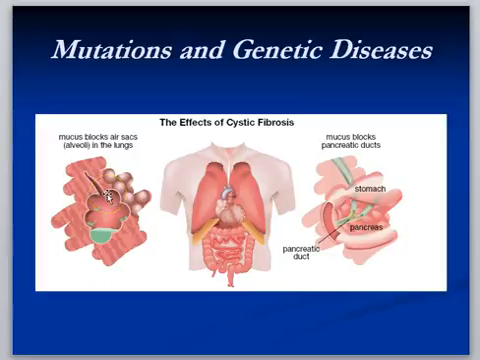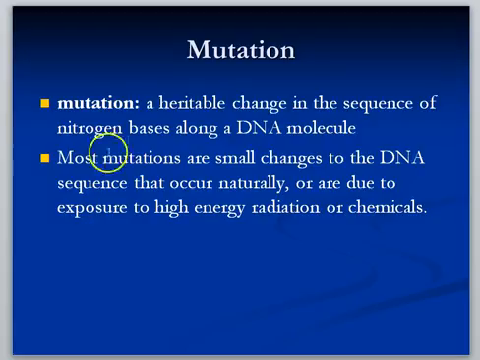So that's a problem when we look at mutations. If a mutation happens in a body cell, that only affects the organism or the individual that mutation happened in. If it's a mutation that happens in a gamete, a sex cell, then it passes along and continues to be passed along through the family history or the family tree. Now, a mutation is a heritable change in the sequence of DNA. So this is something that can be inherited, can be passed on.